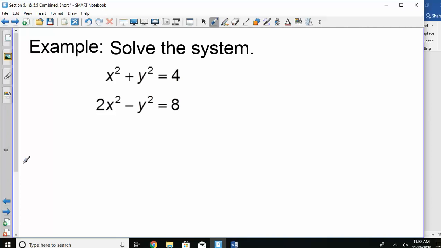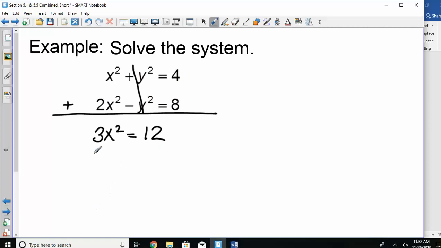Okay, this one we have x squared and we have a y squared. What do you want to do? All right. Yeah, we don't really even have to do anything there. Once again, I can just add these, and those drop out. So I have 3x squared equals 12. Divide our 3.